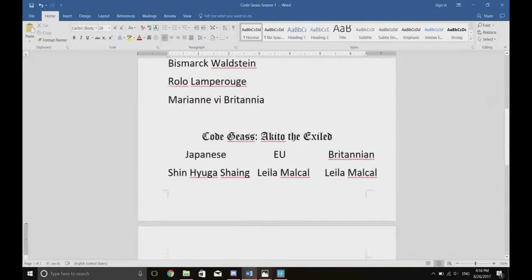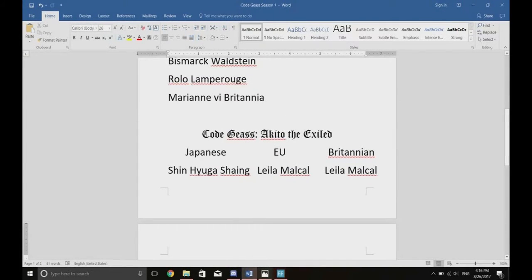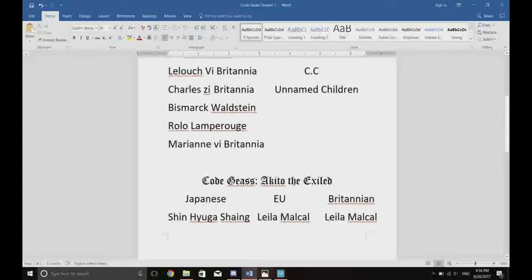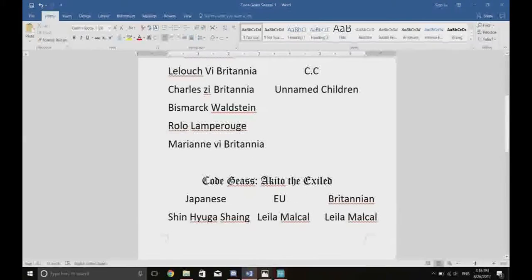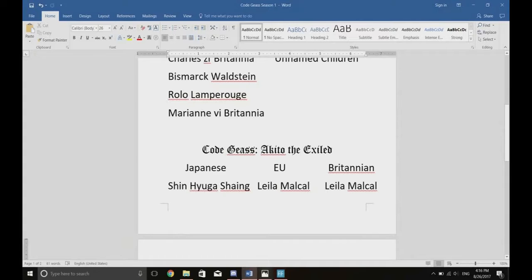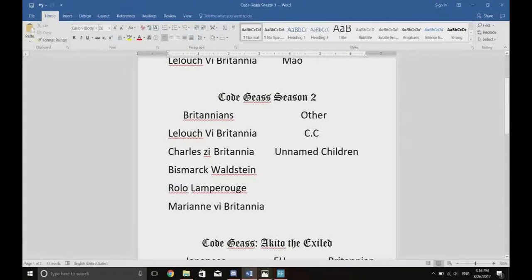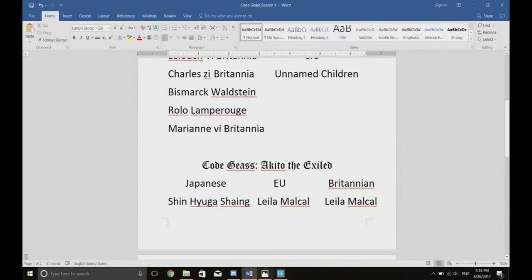Moving on to the exiled, we have Shinjuku Shane and Lelouch Malkoff. You'll notice that I placed her in the EU and also as Britannia because she's actually half Britannian. And this adds more to genetics because she is half Britannian, so she had Britannian blood, which means she received the ability to use Geass from her Britannian bloodline.